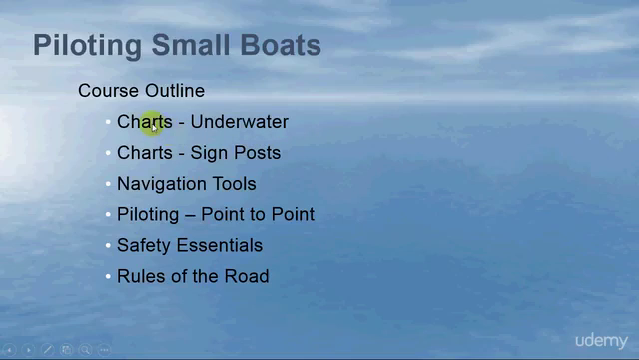All right. So let's look at the course outline. We want to look at charts, the underwater aspects of what's on a chart, and then we want to look at charts and signposts. A signpost is sort of like what you would see on a road map with a name of a road, for instance. Okay, so those are the kinds of things we'd be looking at. And navigational tools, how to use various kinds of navigational tools. Piloting from one point to another, so that's pretty important.